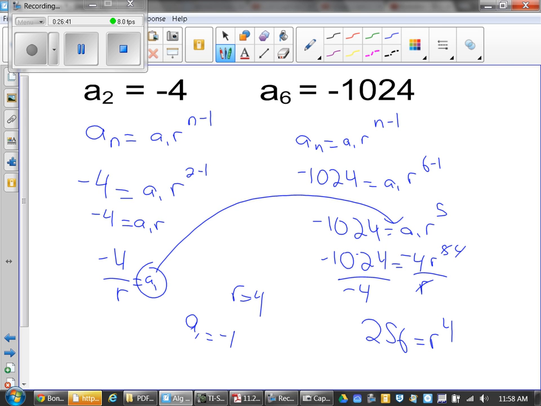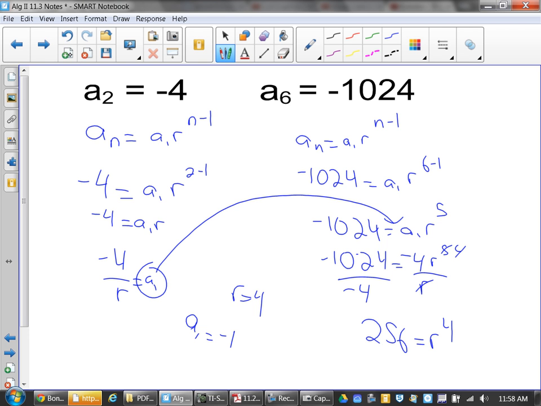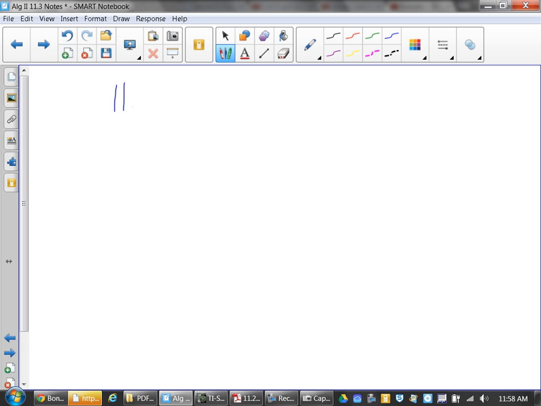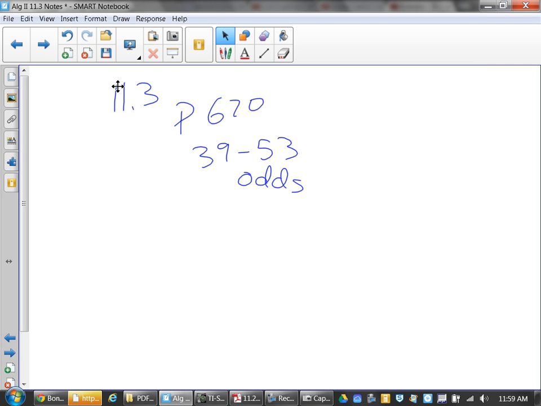What I want you to do tonight is on 11.3. We didn't get a chance to finish up the second part of this. It's on page 670. We'll just do these to start with. I'm just going to give you a grouping of odds. We'll worry about writing out the series of it on Monday. Okay?